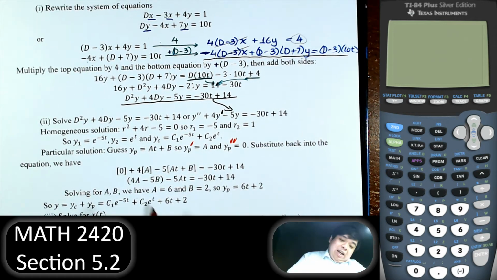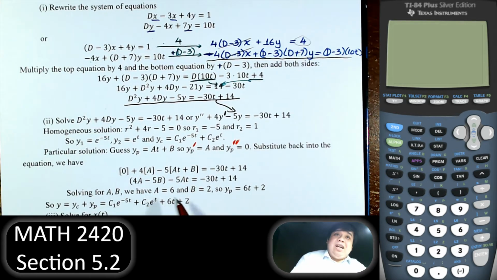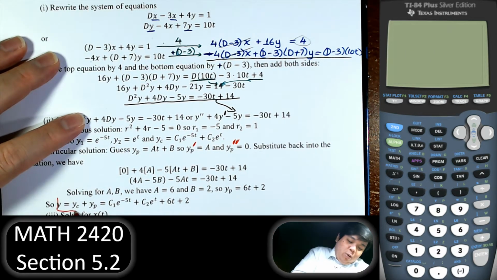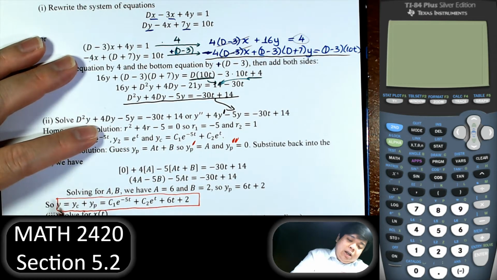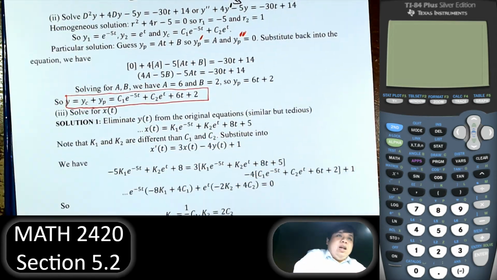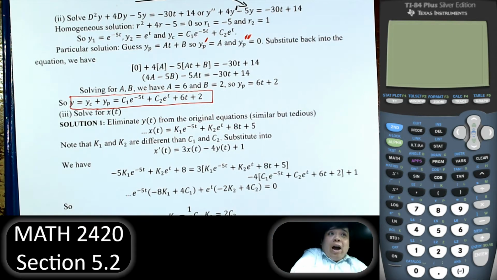Substitute back, and we solve for it. We have a equal to 6 and b equal to 2. So the particular solution is 6t plus 2. So put together we have y equal to the complementary solution plus the particular solution, and this is what we have. So we solve for y. Now to solve for x, there are two options.